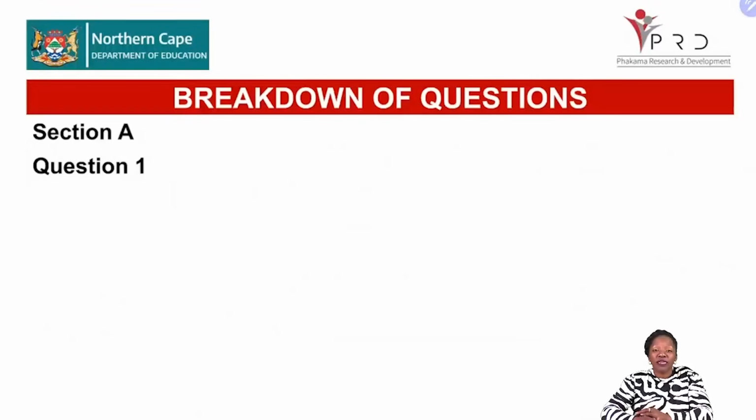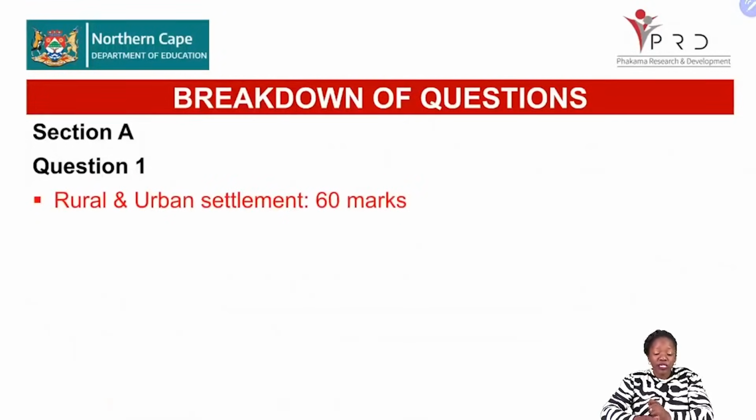So to further break down the questions, as I've said, in section A, you will have your question 1 as well as your question 2. Under your question 1, the questions are based on your rural as well as your urban settlement. Then the breakdown of questions, you have 5 figures. Figure 1.1, 1.2, 1.3, 1.4, and 1.5. There is your question 1.